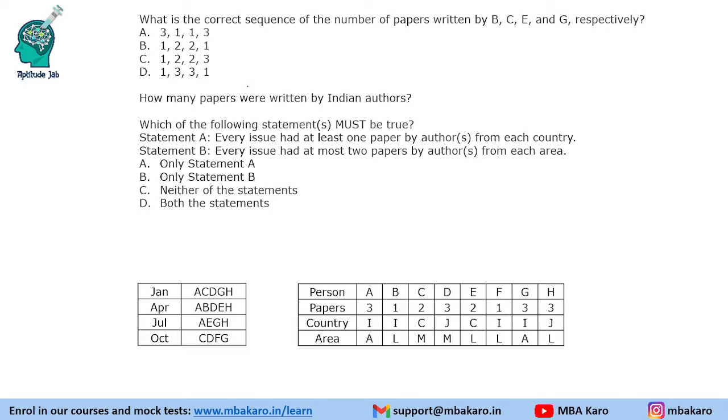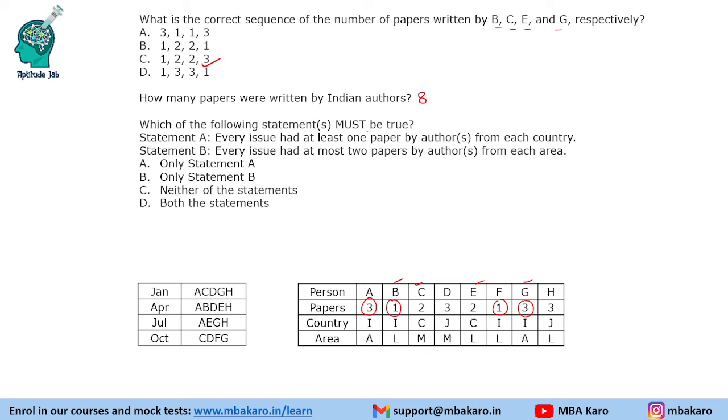The first question is, what is the correct sequence of the number of papers written by B, C, E and G respectively? So B, C, E and G: 1, 2, 2, 3. How many papers were written by Indian authors? So we have A, B, F, and G as the Indian authors. So they have written a total of 8 papers.